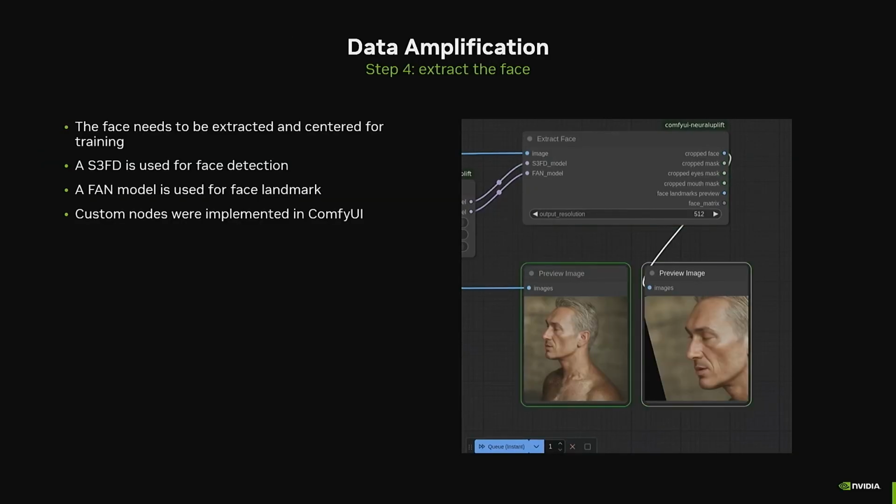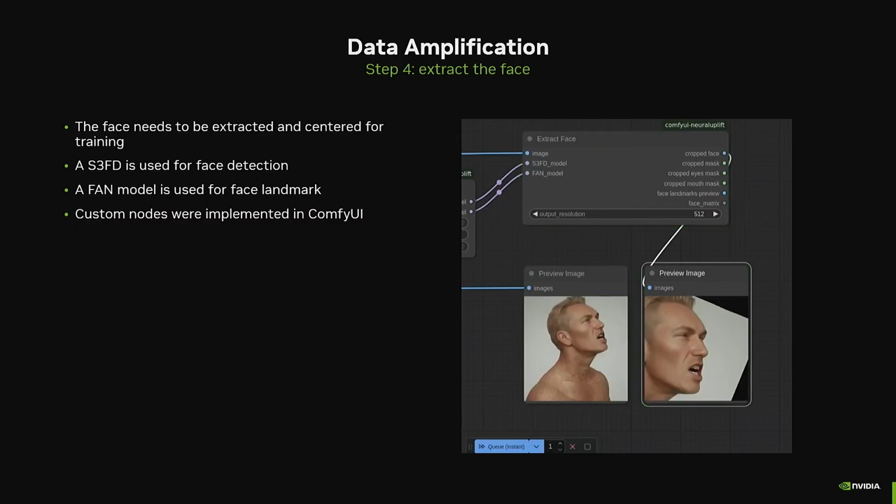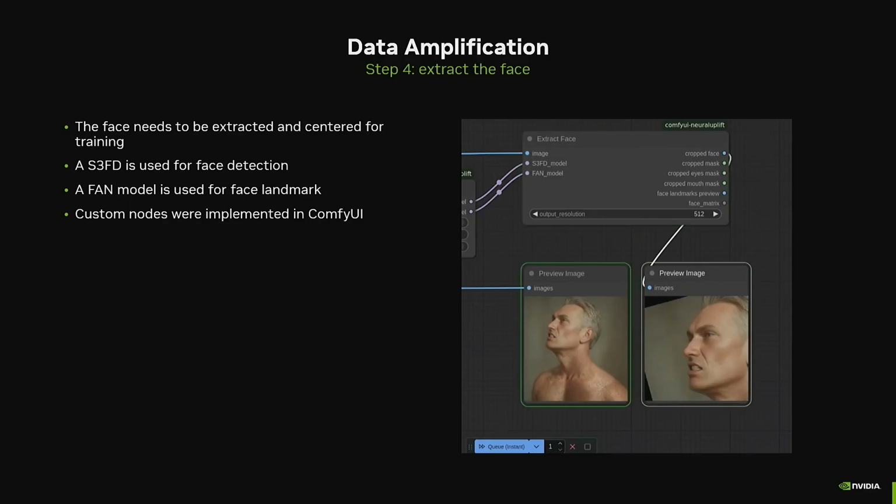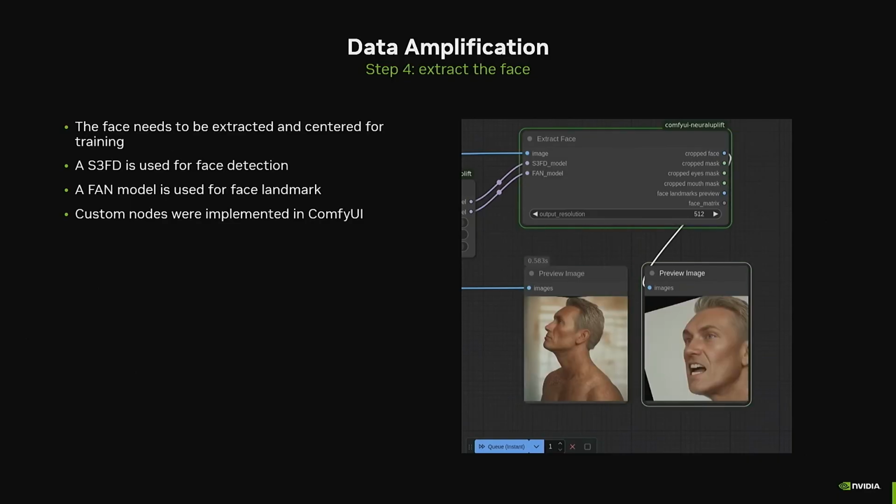After that, when we have all of that, the next step is to extract the face. When I say extract, what we want is to have the face in the center of the image, with the eyes and the nose also in the center. Why do we do that? Because when we train the model, it is actually easier for the model to understand the face when the eyes and the nose are at the same place. This is why we also implemented some custom nodes in ComfyUI.